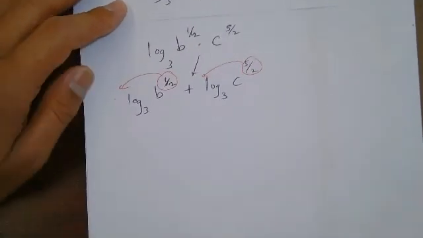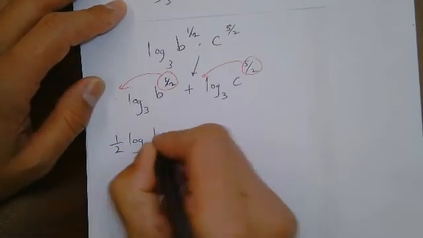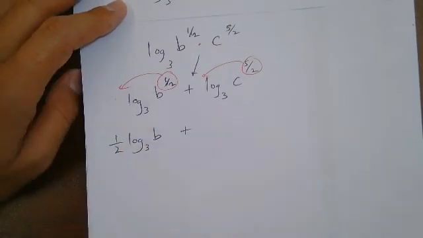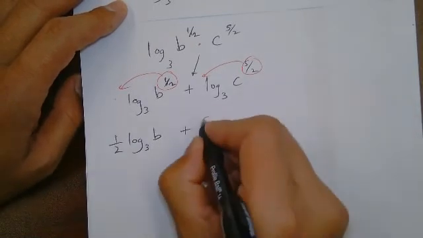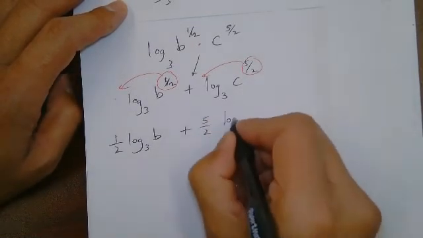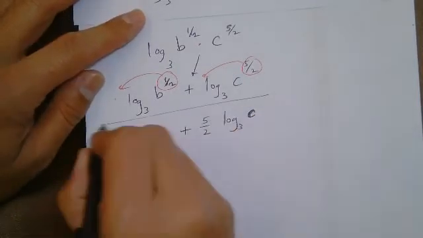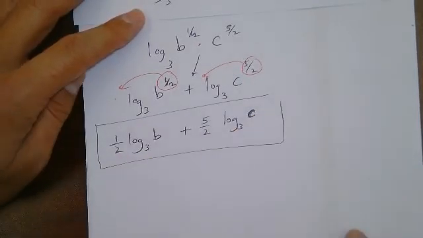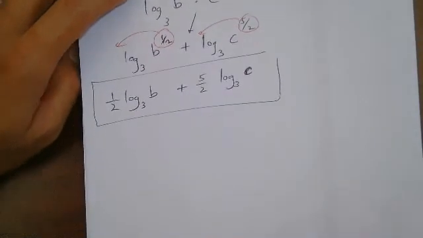This goes down to the front. This goes down to the front. All right, right? So it's going to be what? 1/2 log 3B plus what? 5/2 log 3C. You guys agree?